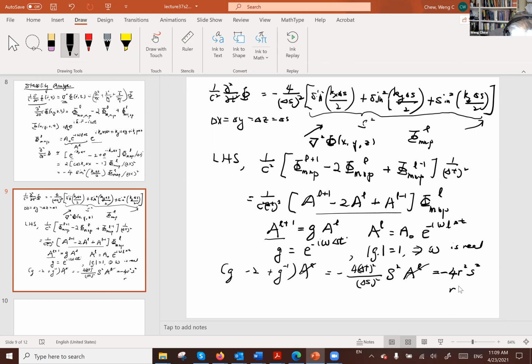Let me see, am I missing... I'm missing a c somewhere. Okay, there's a c somewhere lurking around that I have dropped. Okay, so there is a c somewhere. Let me put the c back in here. So r is c delta t over delta s.